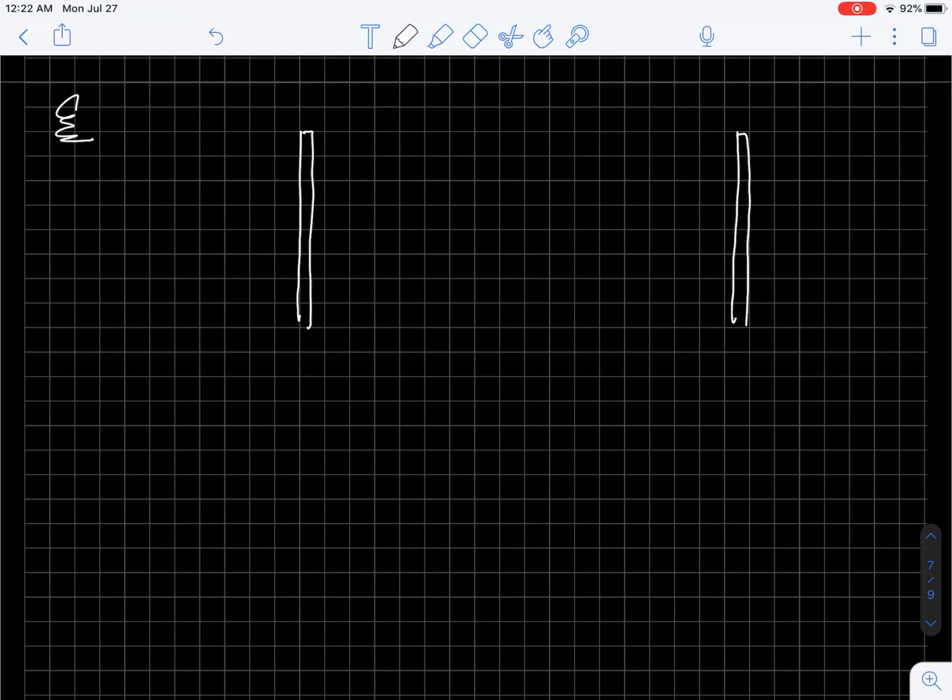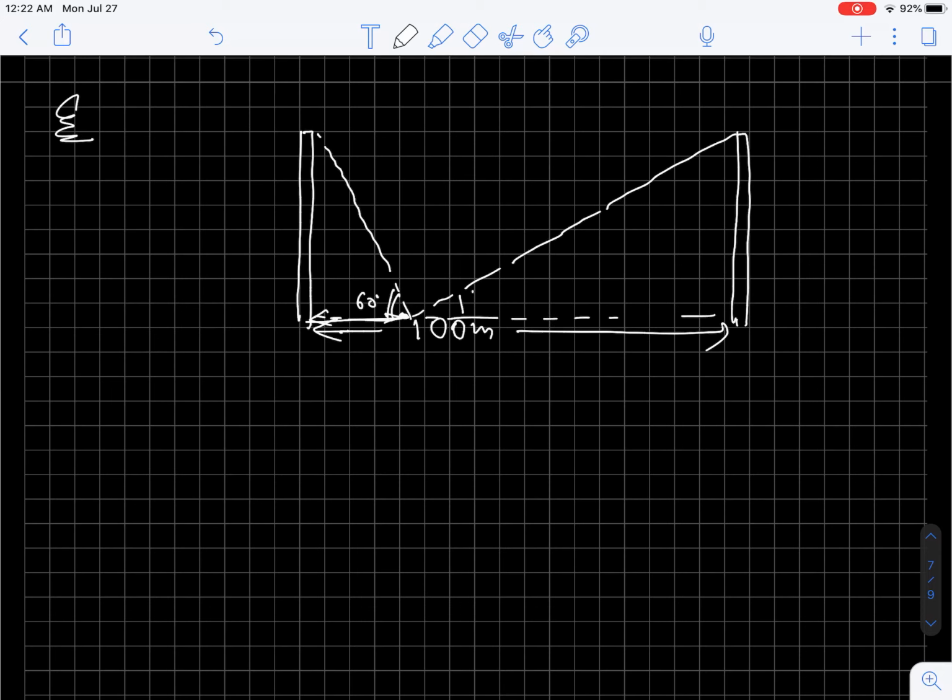These are of equal height. Now they are at the ends of a 100-meter wide road. This road is 100-meter wide, and from some point of observation, the angle of elevation for this pillar is 60 degree. Okay, and from the same point, the angle of elevation for the other pillar is 30 degree. Now I think you know what they can ask you. The height is h. They can ask the height of the pillars. They can ask the position of observation. Let's say the position of observation is x from this pillar and 100 minus x from this pillar.